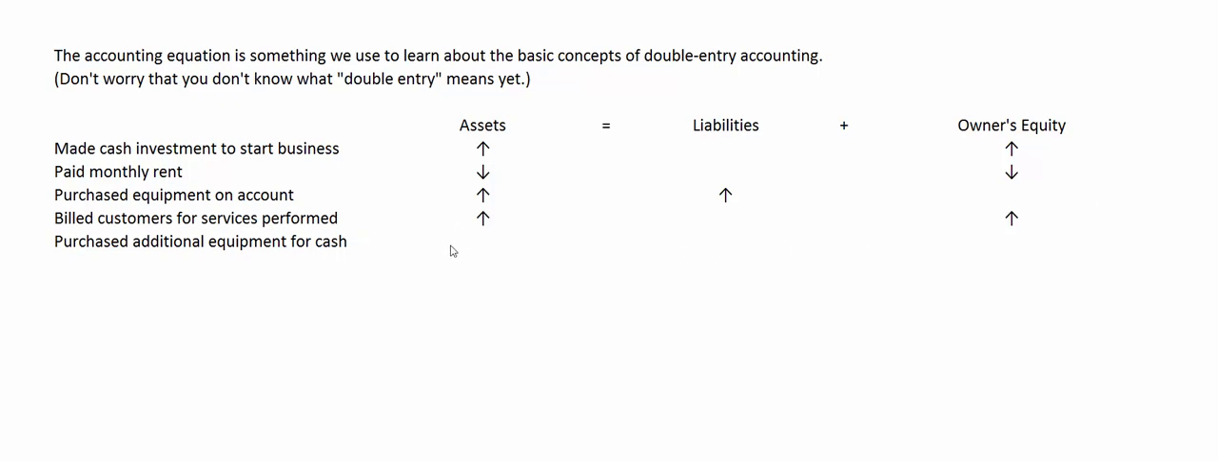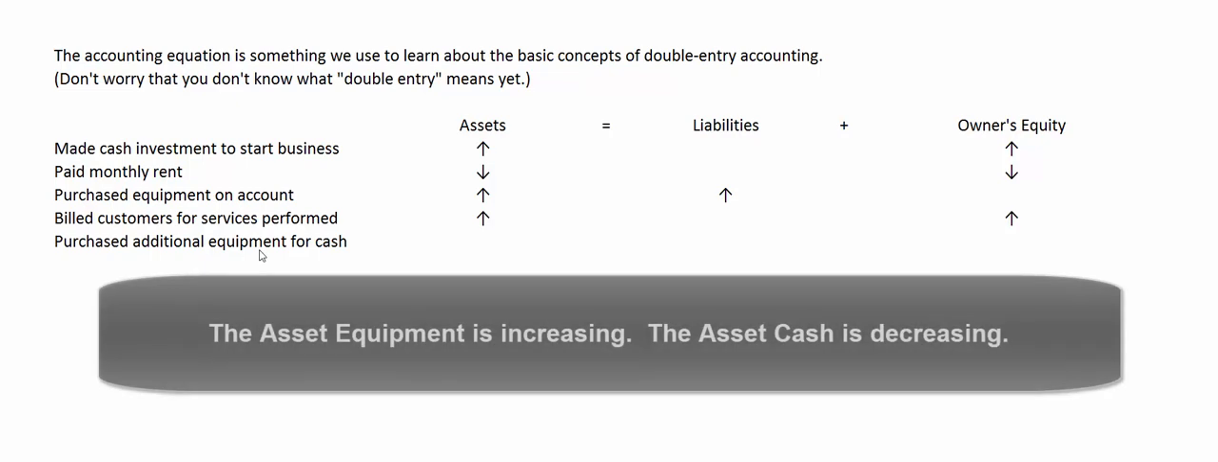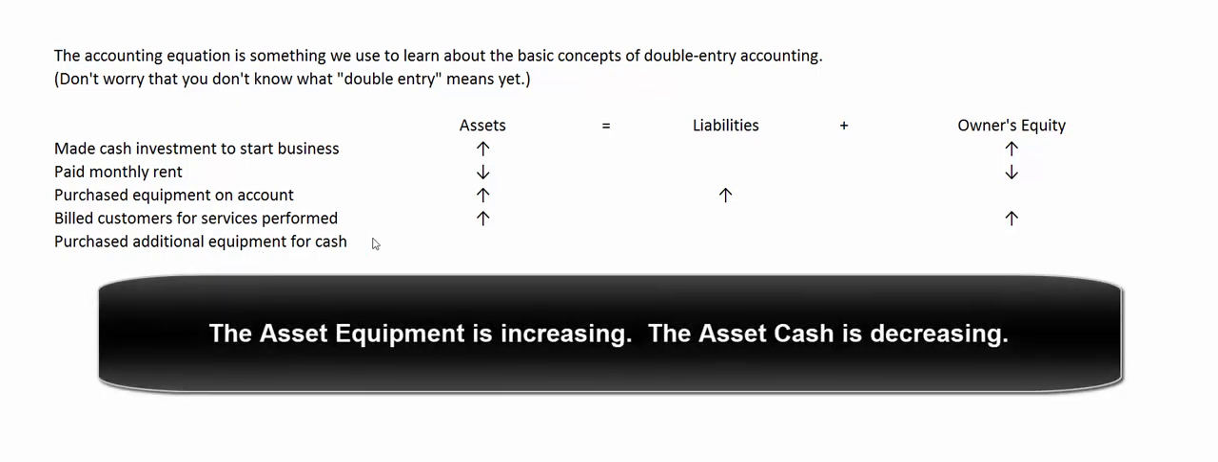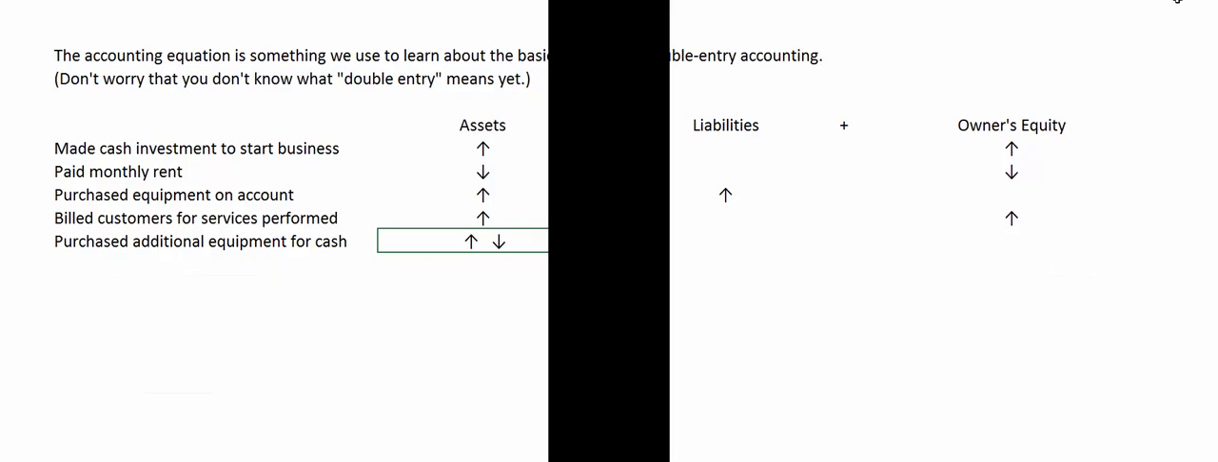Okay, so what's happening to equipment? It's going up. What's happening to cash? It's going down. So in this case, the accounting equation stays in balance because equipment goes up by one amount of money and cash goes down by the same amount of money.